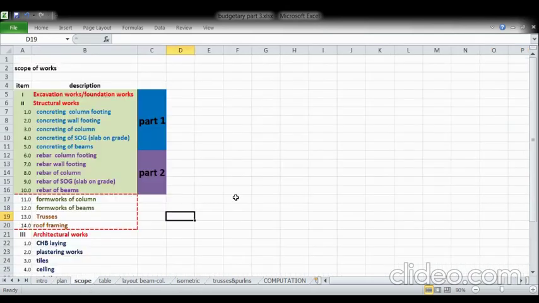So ngayon, punta tayo sa scope of work. Katapos na po natin sa part 1 ang excavation at foundation works, tapos yung concreting works. Part 2 naman ay river works. Ngayon, ang ating magiging focus ay itong nasa hidden line na red: form works ng column at beam, trusses, at roof framing. So more on carpentry works po ito.